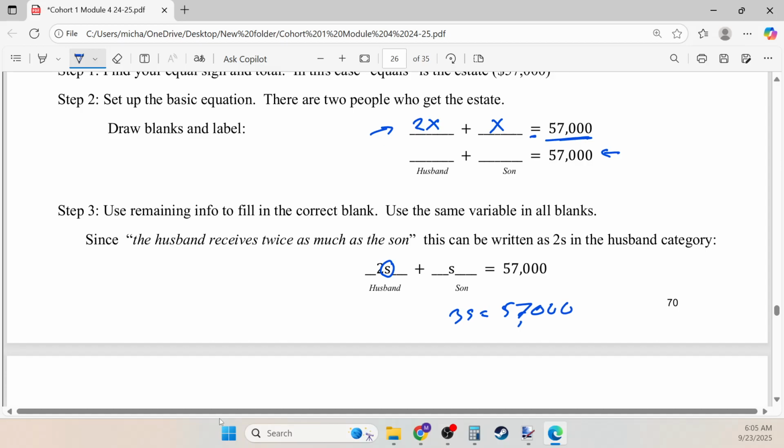That means that S equals 57,000 divided by 3, and that comes out to be 18,000.